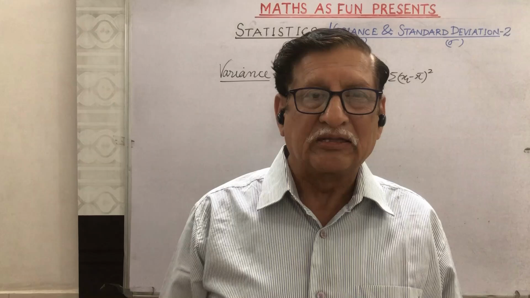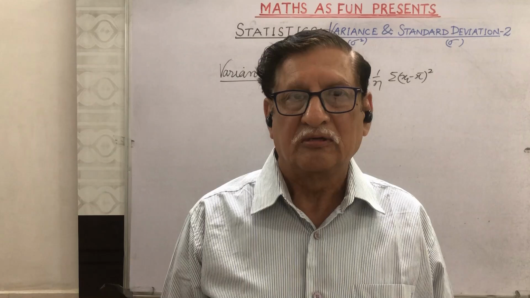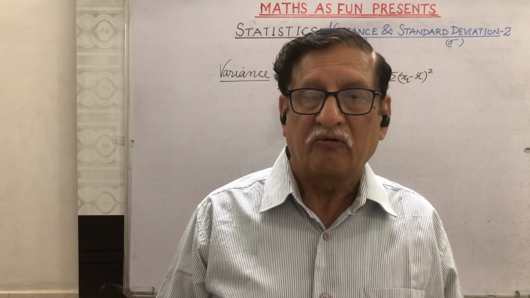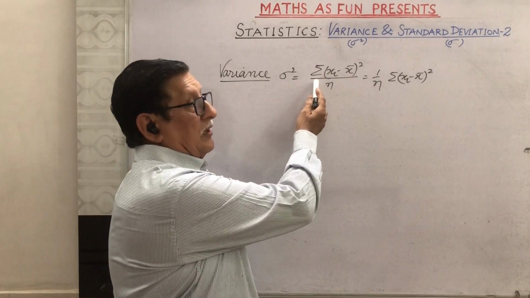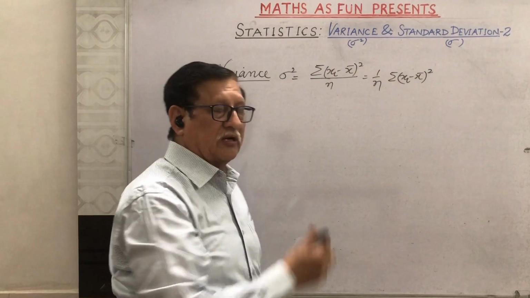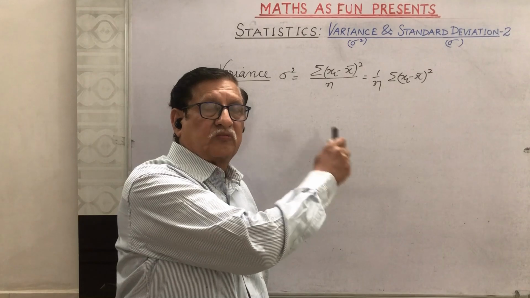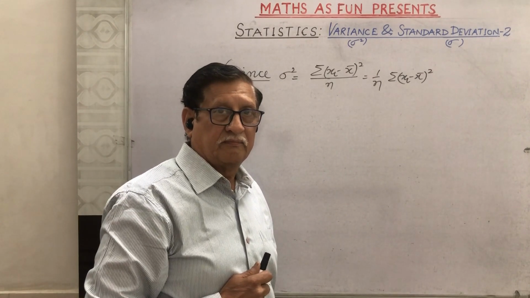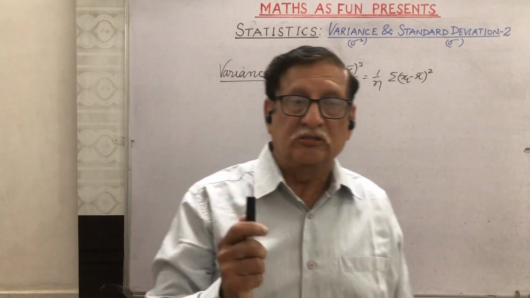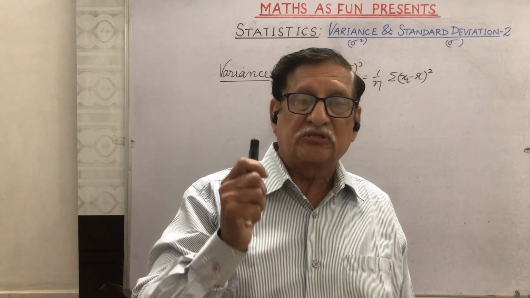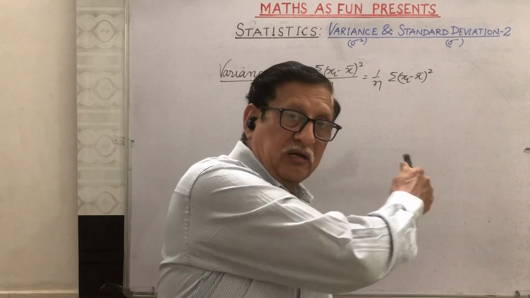Hello everyone. In the previous video we have learnt what is variance and what is standard deviation. And the formula for variance was sigma square is equal to sigma xi minus x bar whole square divided by n. That was the mean of the squares of the deviations from mean. And we have applied this particular formula to find out the variance and the standard deviation of the data given to us.